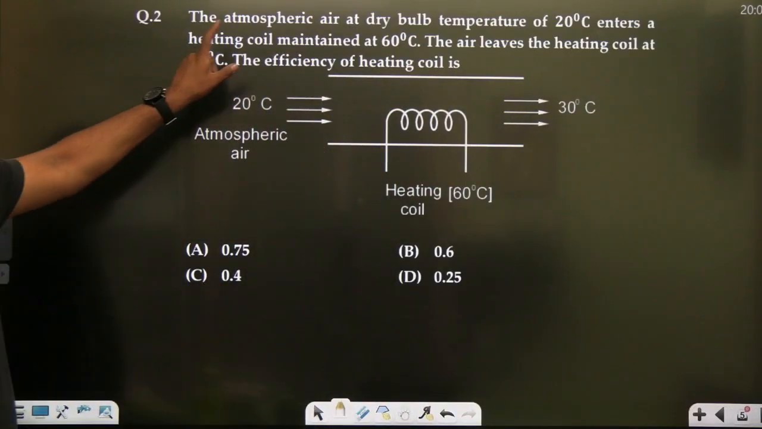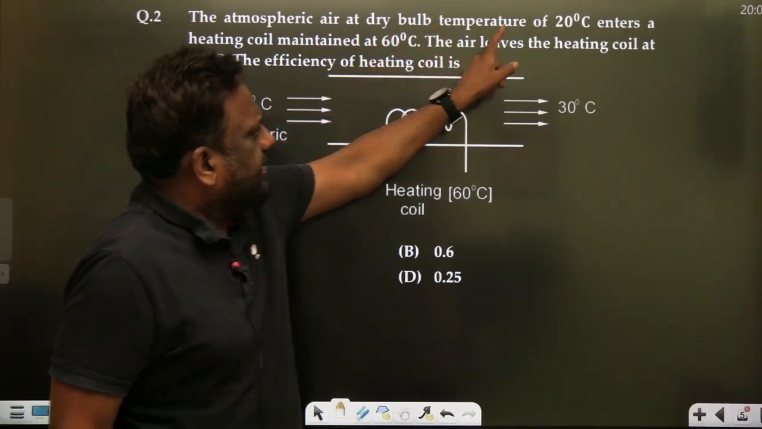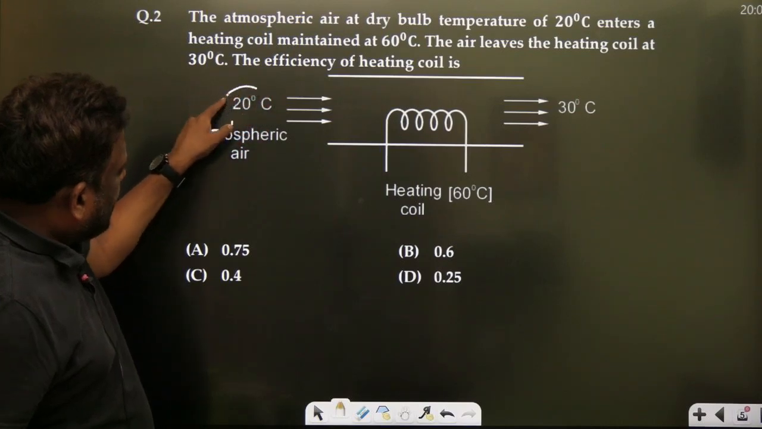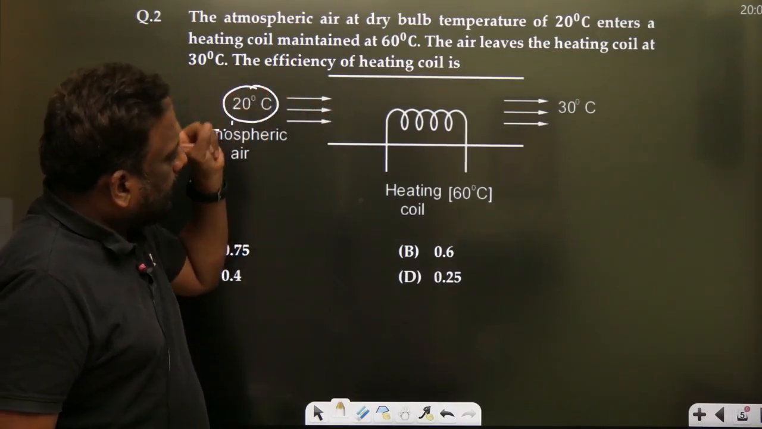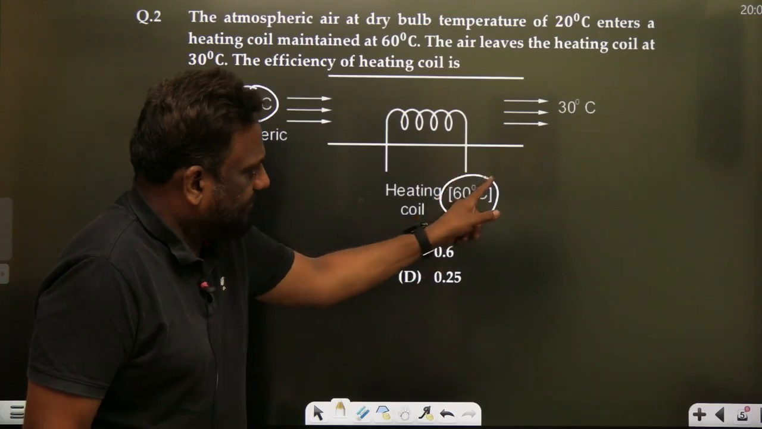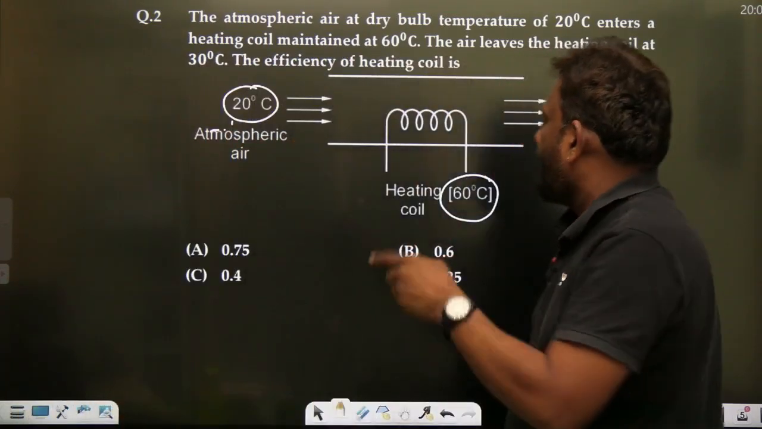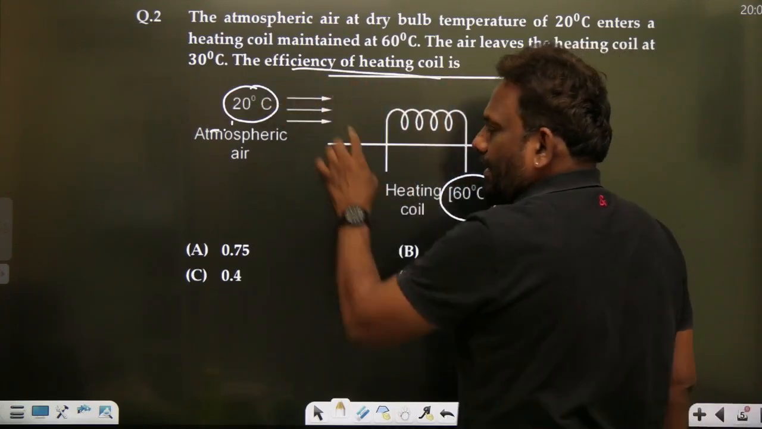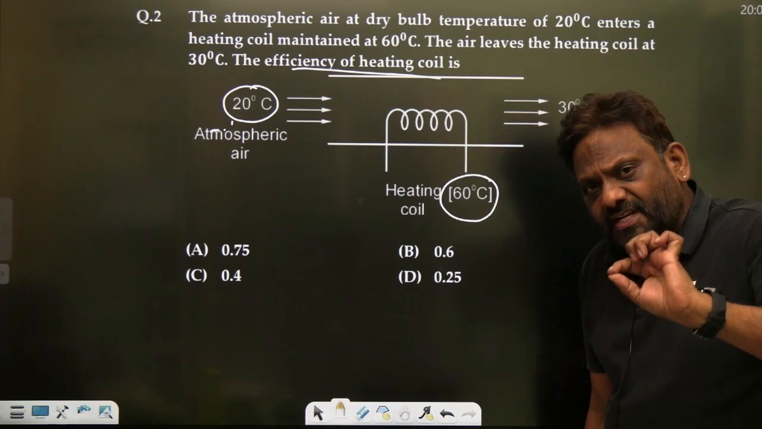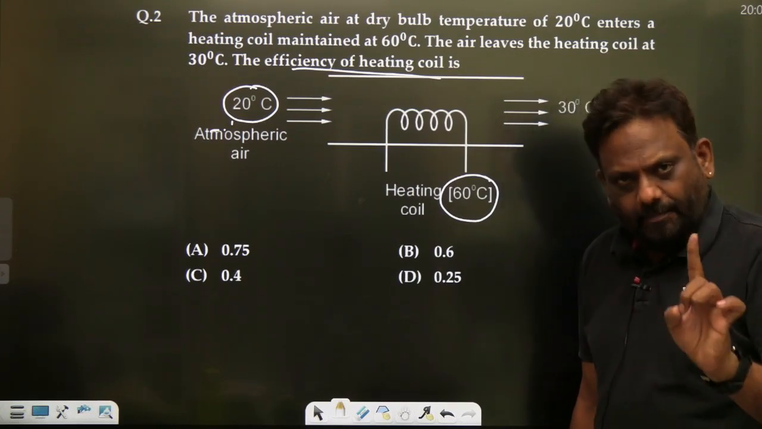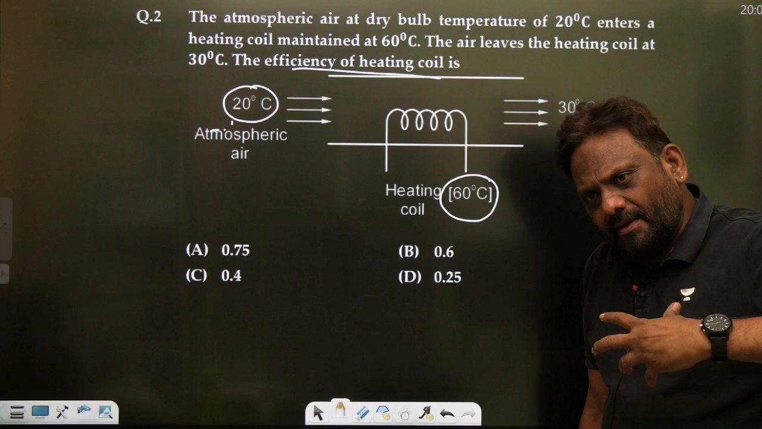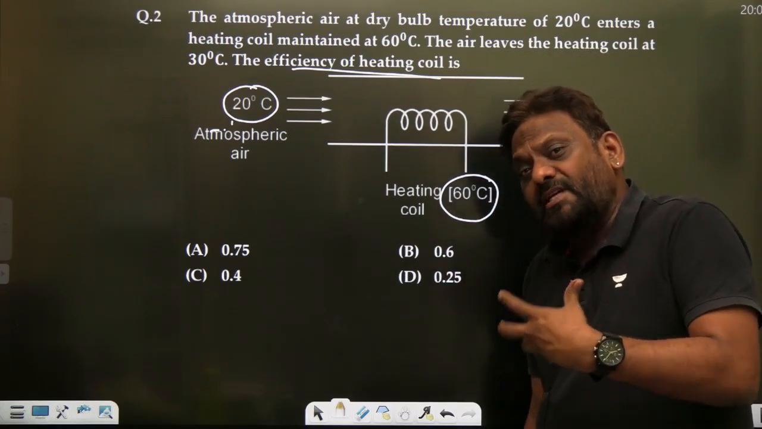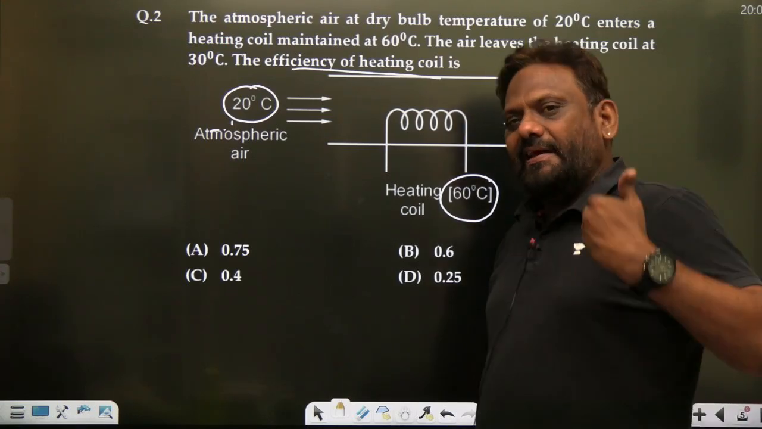The atmospheric air at a dry bulb temperature of 20 degrees centigrade enters the heating coil. Air at 20 degrees centigrade is entering the coil, and the coil is maintained at 60 degrees centigrade, and the air after absorbing heat from the coil is leaving at 30 degrees centigrade. He is asking, what is the efficiency of the coil? Please note down that efficiency plus bypass factor is equal to 1. Efficiency shows what is actually achieved during heating or cooling, so bypass factor shows what is lost. So bypass factor is a negative term.